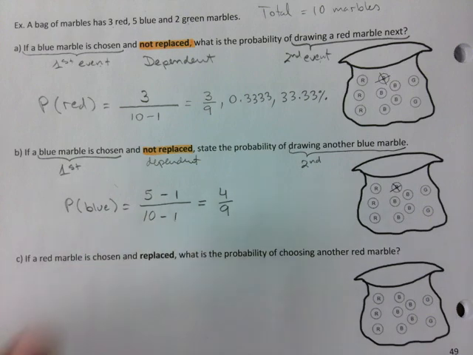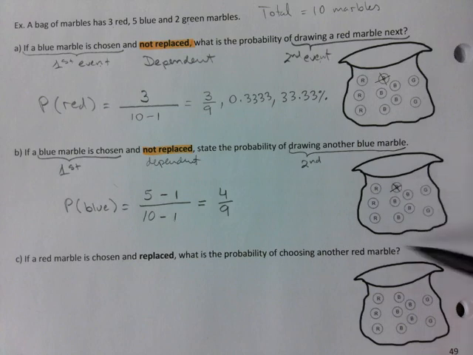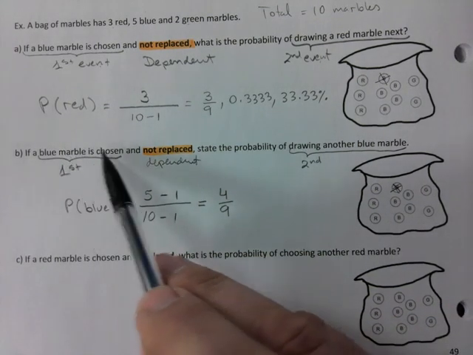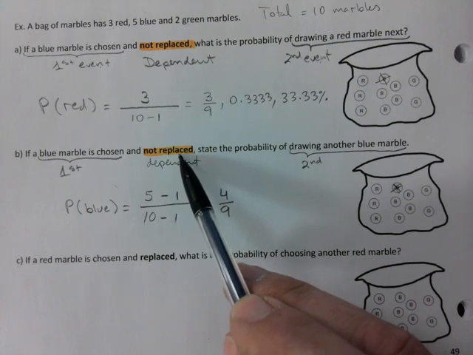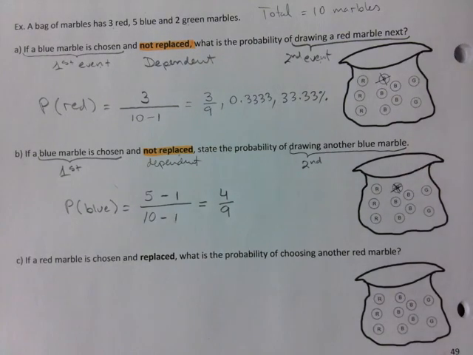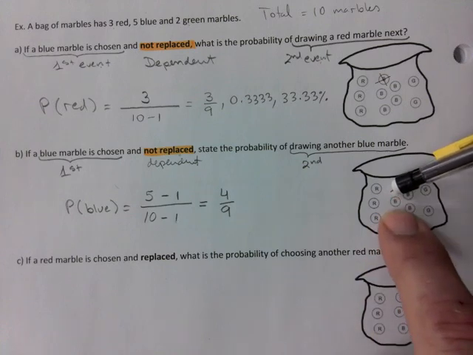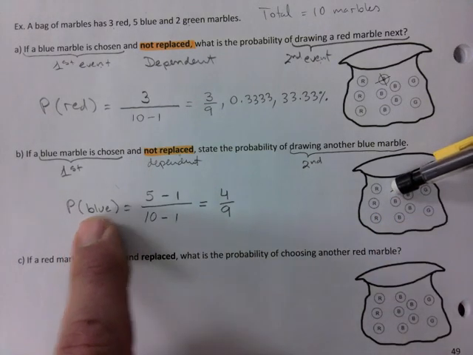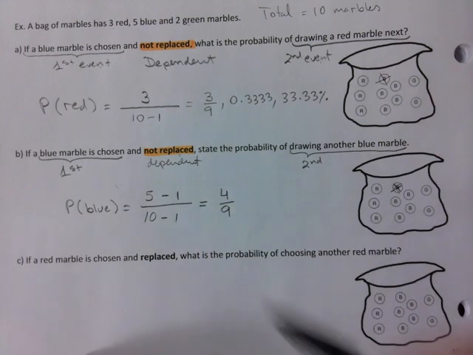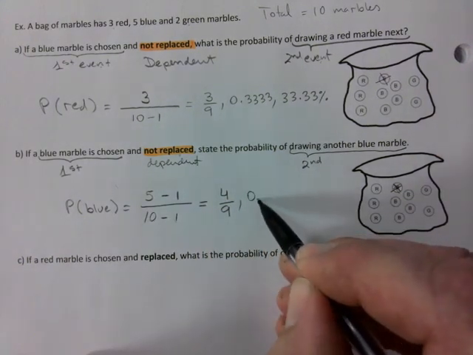Does that make sense? So just look at the bag here. You used to have 10. You got rid of the blue one because that was chosen and not replaced. It was taken out. So it's as if it's not even there. So then basically you're down to 4 blue ones because that's the probability you're after. So 4 over 9. So what's that as a decimal?